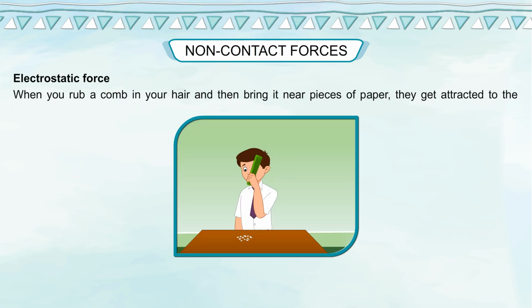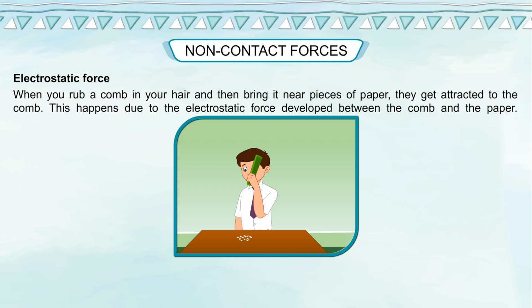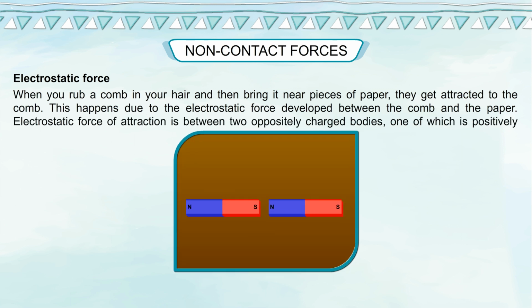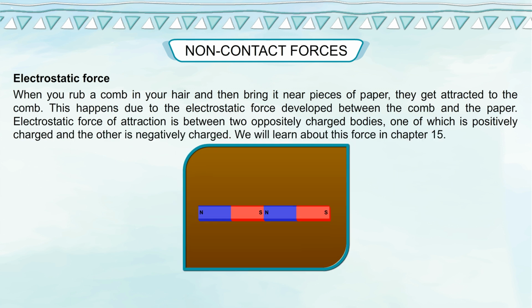Electrostatic force. When you rub a comb in your hair and then bring it near pieces of paper, they get attracted to the comb. This happens due to the electrostatic force developed between the comb and the paper. Electrostatic force of attraction is between two oppositely charged bodies, one of which is positively charged and the other is negatively charged. We will learn about this force in chapter 15.